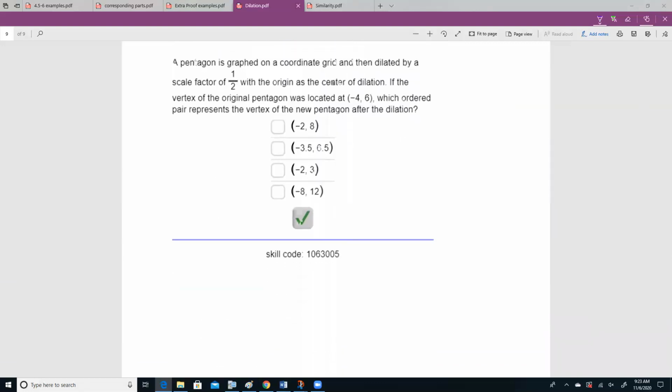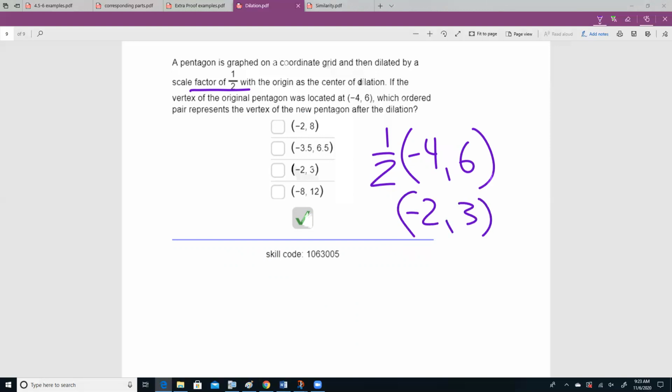All right, a pentagon is graphed on a coordinate grid and then dilated by a factor of 1/2, with the origin as the center of dilation. If the vertex of the original pentagon was located at -4, 6, which ordered pair represents the vertex of the new pentagon after the dilation? Okay, so we'll take our 1/2, because that's our factor, and we're going to multiply it by the point -4, 6, and we get -2, 3. There's our answer.